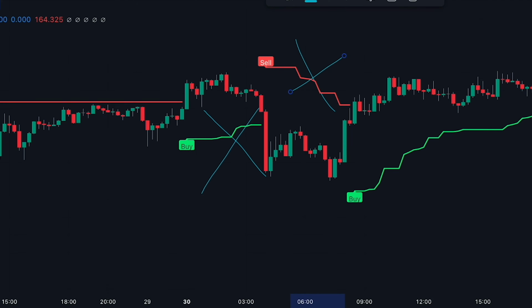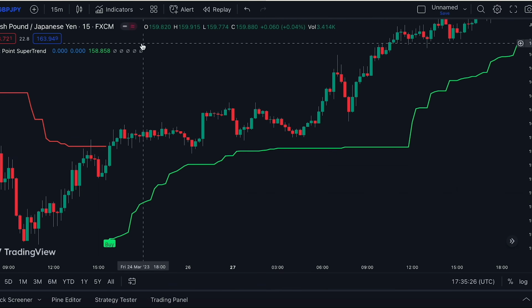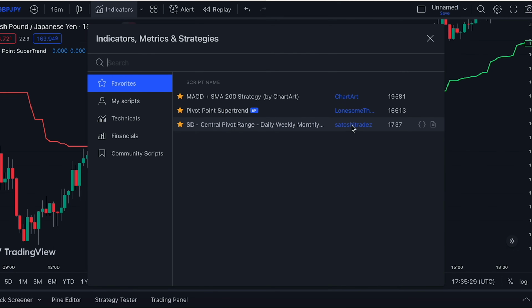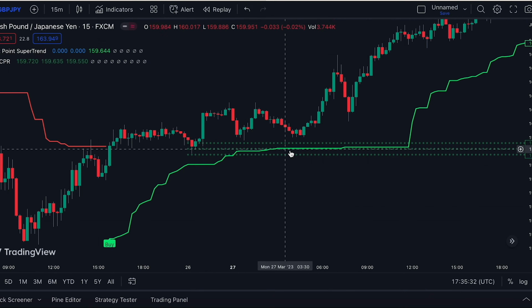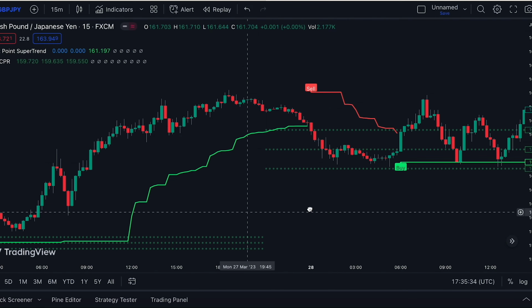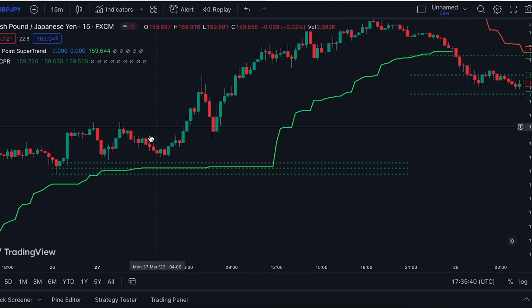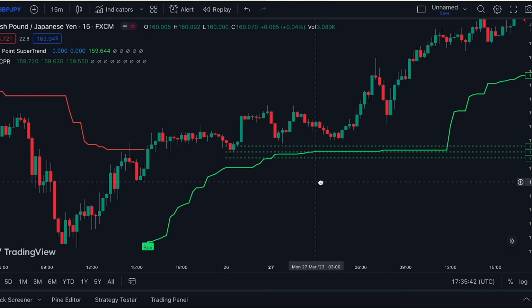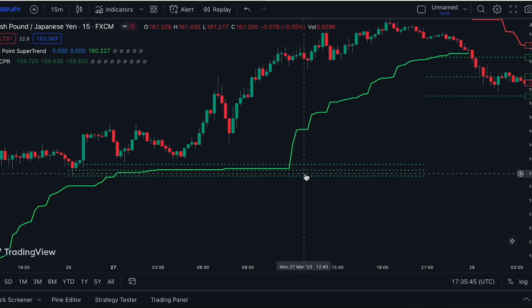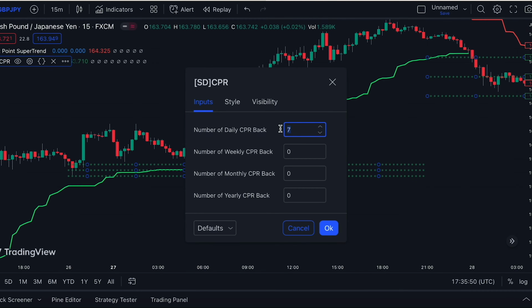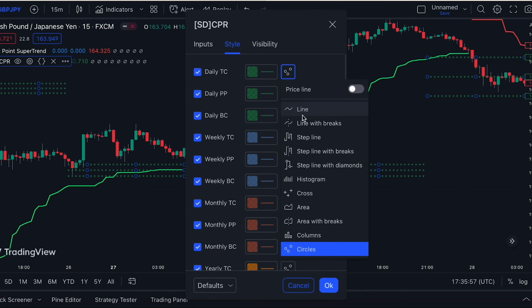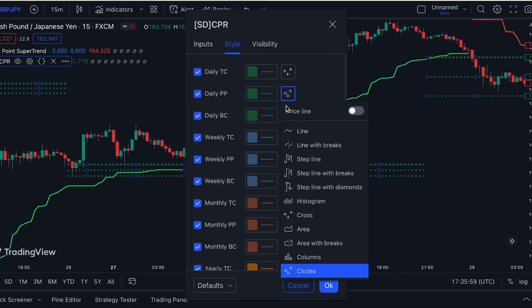To filter out these false signals, we need to add another indicator to our chart. It's called the SD Central Pivot Range Indicator, and you can add it to your TradingView chart by going to the Indicators area. Look for SD. Apply the SD CPR indicator to your chart. It contains support and resistance lines that help us identify areas of market consolidation or range-bound trading. By using this indicator in conjunction with the Pivot Point Super Trend, we can filter out false signals and increase our chances of making profitable trades.